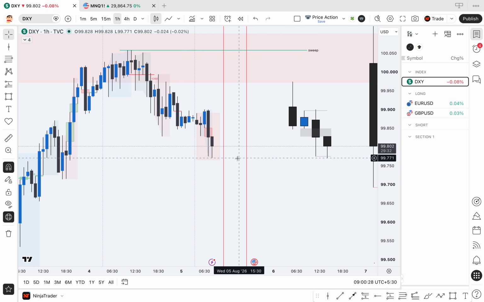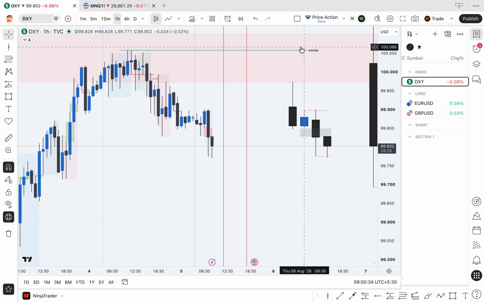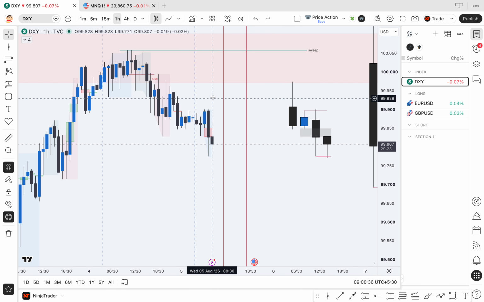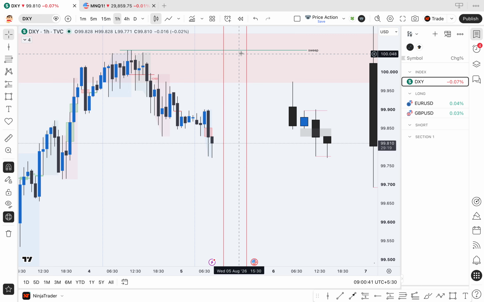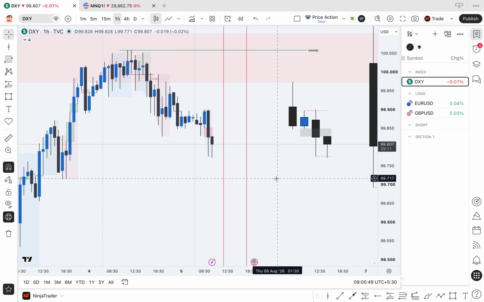So again, we are in Asian session right now. I want price to reach this sweep level. So it's not likely that it will happen in Asian session. It could happen in London or it could happen in New York. So the best thing is wait for Asian, wait for London to reach this, and then take a New York trade. That's the best thing.